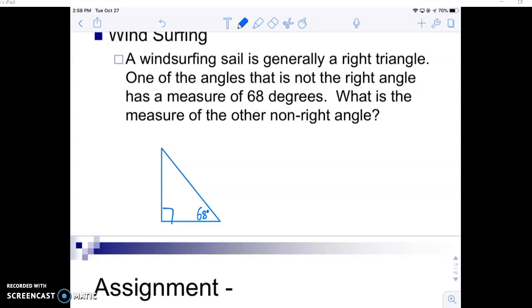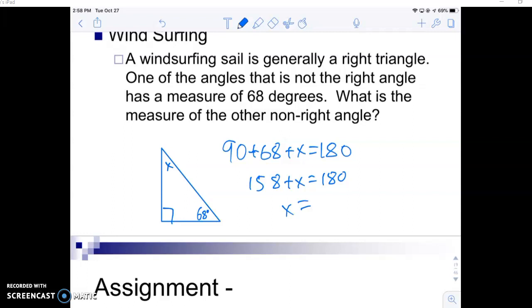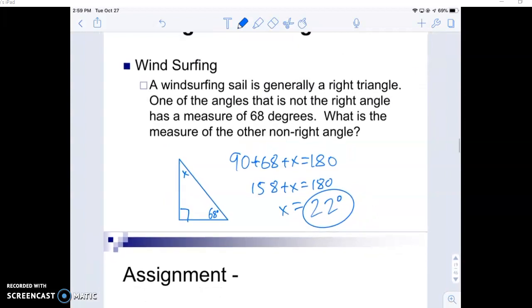Since I know that these three angles added up together will give us 180, I'm going to say this is x. I would just go 90 plus 68 plus x equals 180. We would just solve for x there. Combine those to get 158 plus x equals 180, and then we solve for x. We figure out x is 22 degrees. Look at that, nice. So that's the answer, 22 degrees.